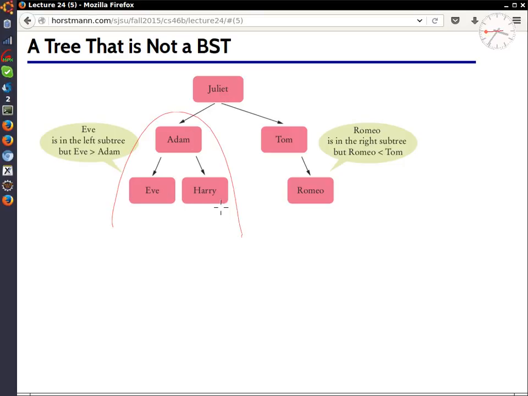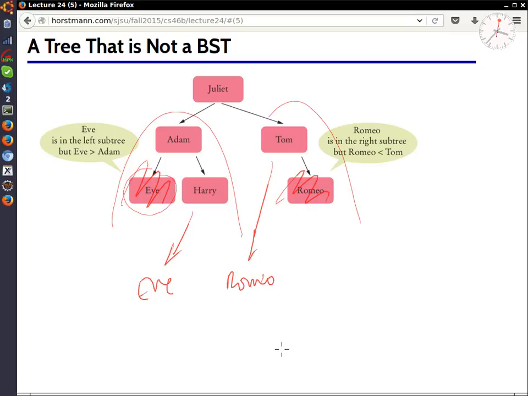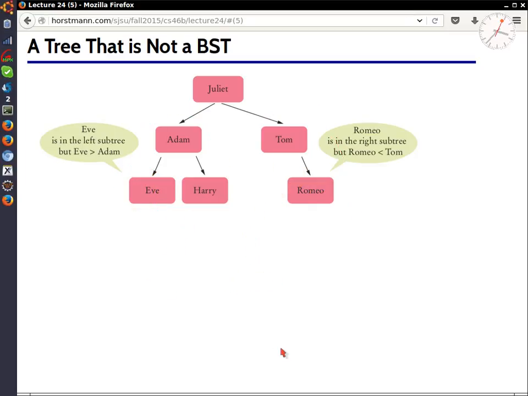All of these here are less than Juliet, right? They start with A, E, and H. All of these here are larger than Juliet, but this one is not working out because it's larger than Adam. It should be on the right of Adam. So it's easy enough to fix it. You know, we could put it over here, and then we would have to put Romeo over here. And now we would again have a BST.